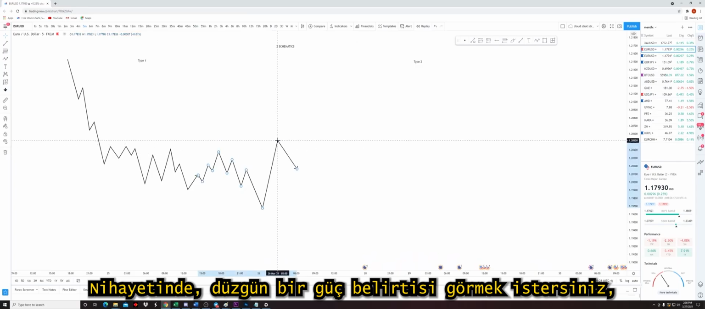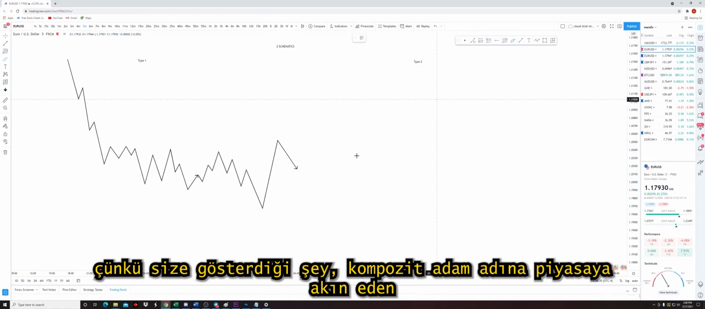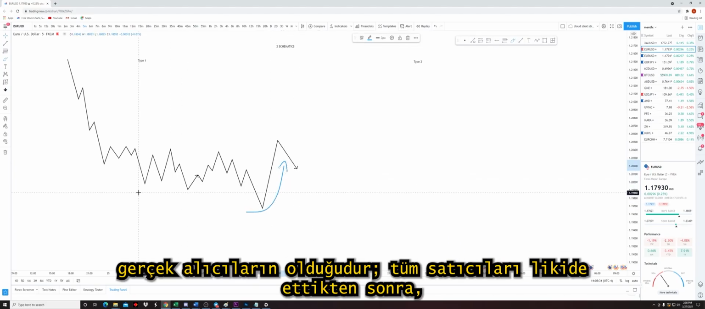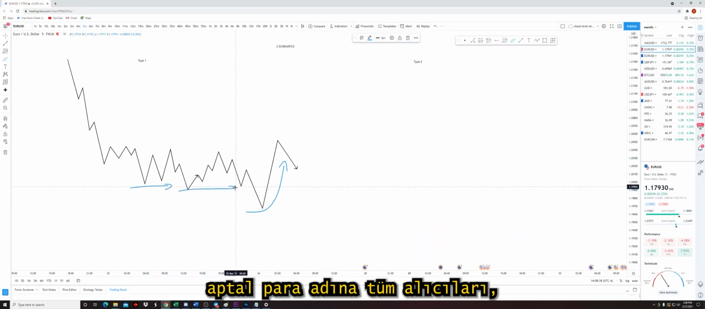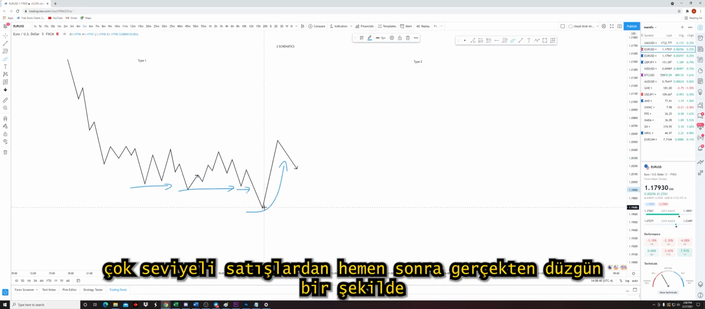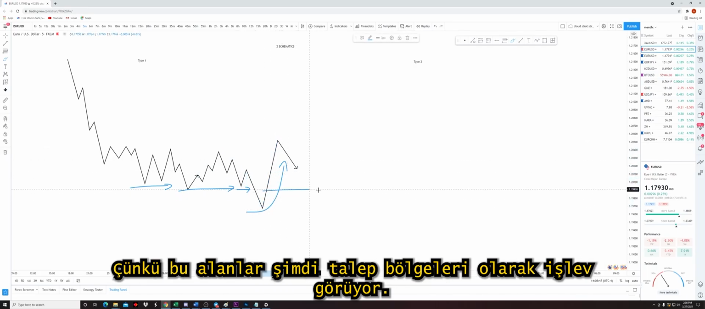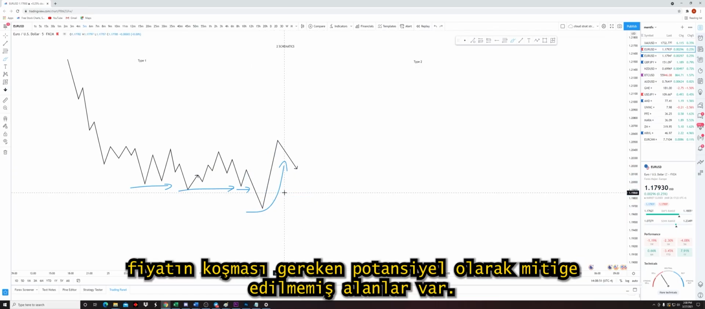You want to see a proper sign of strength, because what it's showing you is you have actual buyers flooding into the market on behalf of the composite man, which, after liquidating all the buyers on behalf of dumb money, you have them actually come in properly, right? After multi-level sells. And sometimes you'll see moves back up into these areas, right? Because these areas are now functioning as what? Demand zones, right? Because in those zones, there are potentially unmitigated areas where price needs to run to.